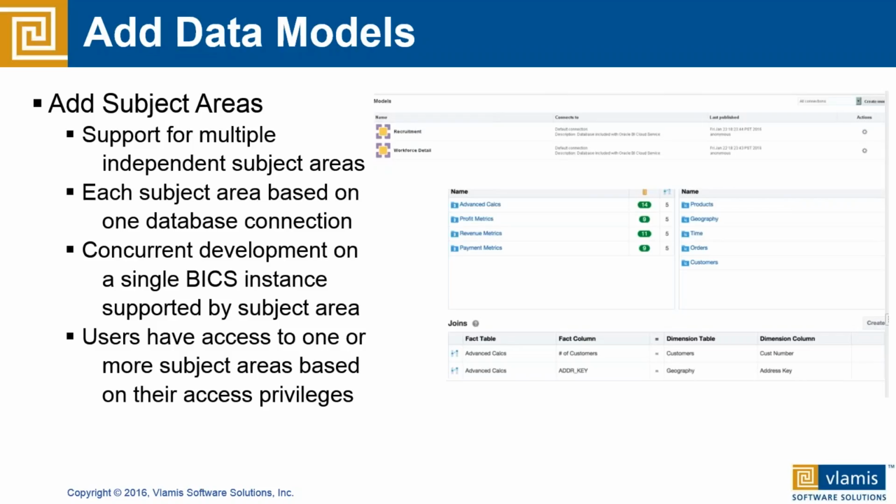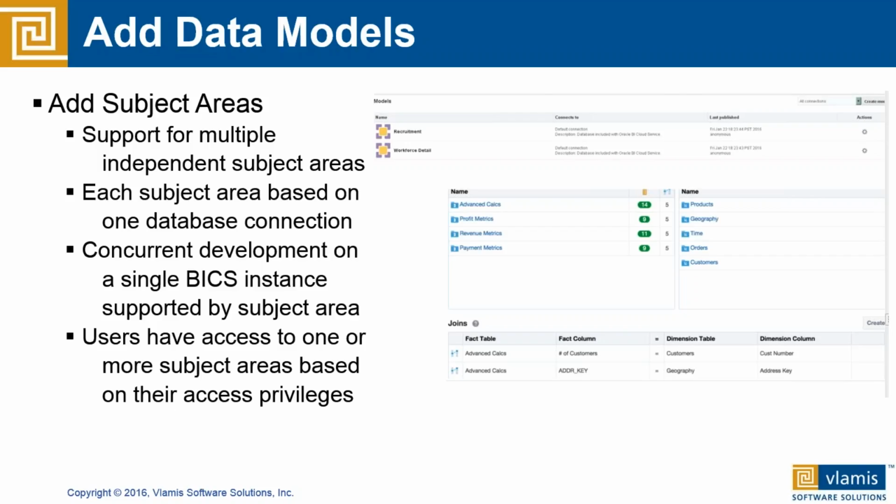When you add subject areas, we have support for multiple independent subject areas. You can see we have two listed on the screen, both recruitment and workforce detail, and you can choose as a user which one you want to go in as a model. Generally, each subject area is based on one database connection. You can also have concurrent development on a single BICS instance now by subject area. So you can have one BICS instance accessing multiple databases.